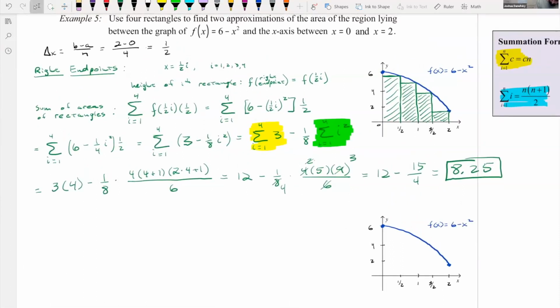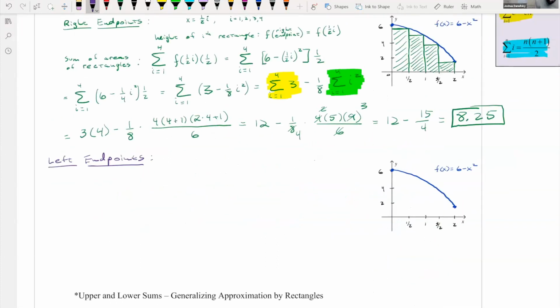That 8.25 is the sum of the areas of those 4 green rectangles that you see, and that is an approximation of the area under the curve. Of course, it's less than the area under the curve because we have those white spaces there, right? These guys here, and this one, and this one, and this one, that we have these little gaps that are unaccounted for. But as we saw earlier, we're going to take care of those by taking a limit as the number of rectangles goes to infinity. So now let's go ahead and look at left endpoints.